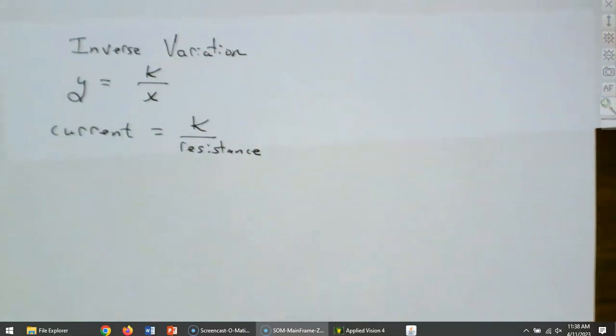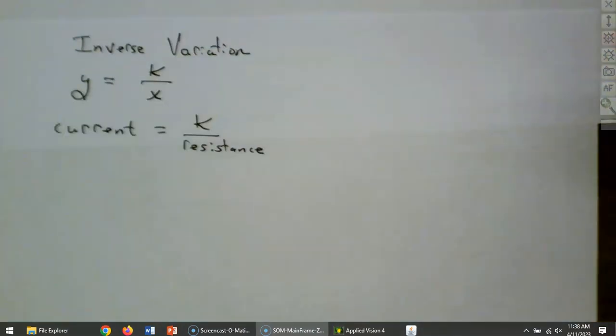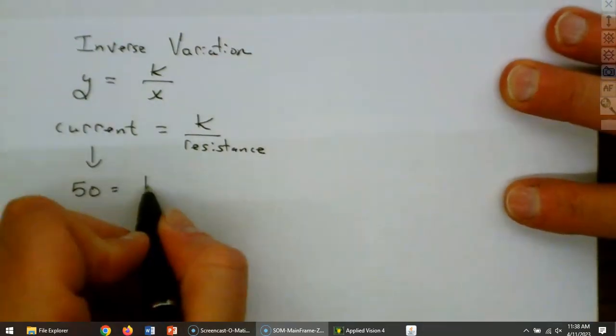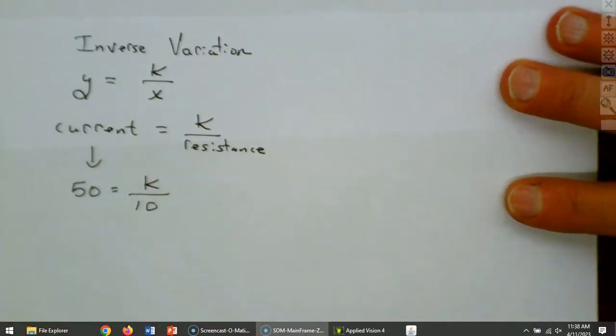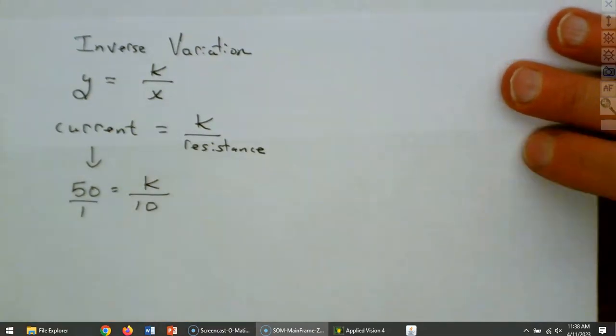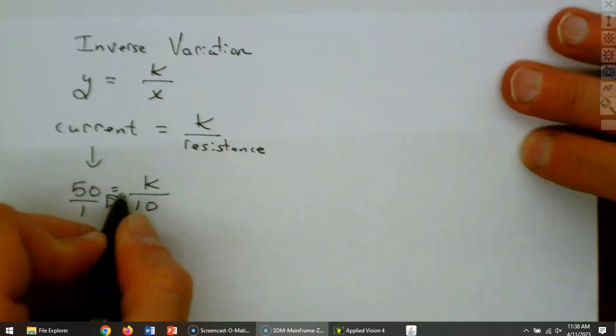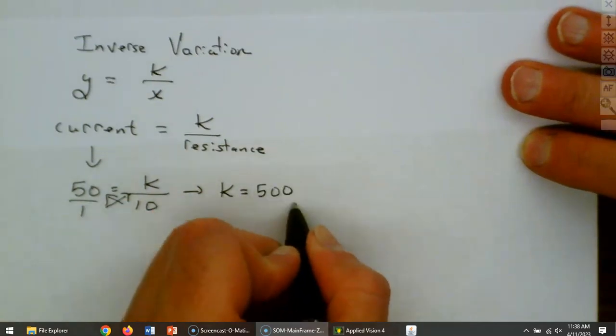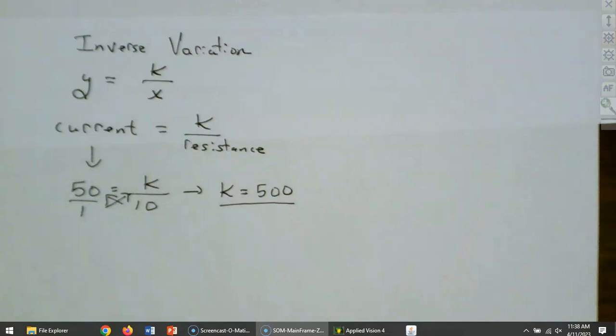Now, what do we know? What is known here? It is known that the current is 50 amps when resistance is 10 ohms. So my current is 50. My resistance is 10. So we can just write that as a 50 over 1 and easily cross multiply. So what is my K? In this case, it's pretty simple. K is going to be what? K is going to be 100.